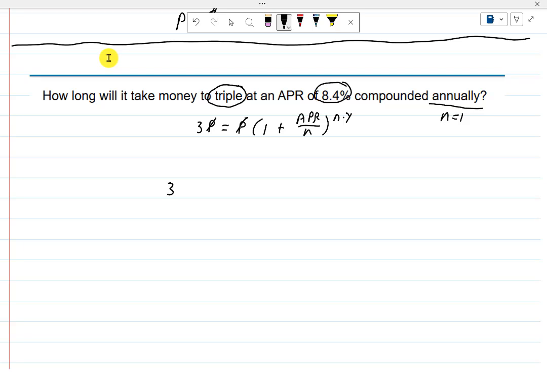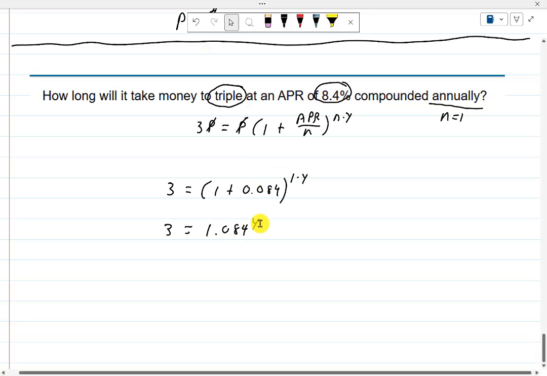So let me rewrite this. 3 equals 1 plus, actually, since the N is equal to 1, 0.0539, 1.084, and that will be raised to the 1 times y power. In fact, I'm going to do a real simplifying here. Basically, y is going to be the number of years that when I do this computation, if I equal 3, that's the number of years. Now remember, y has to be a whole number. So this problem requires trial and error.